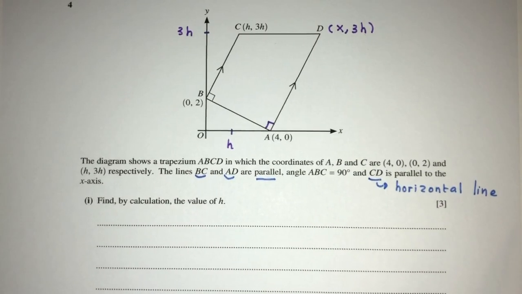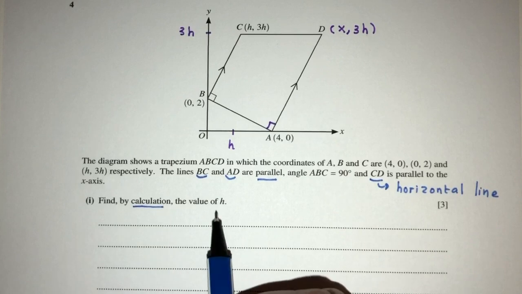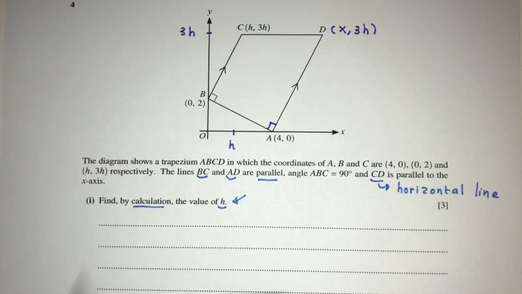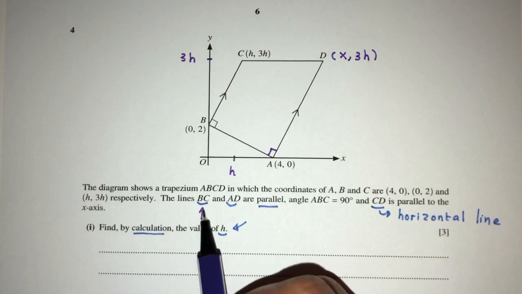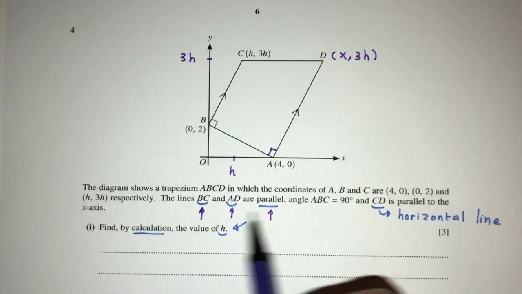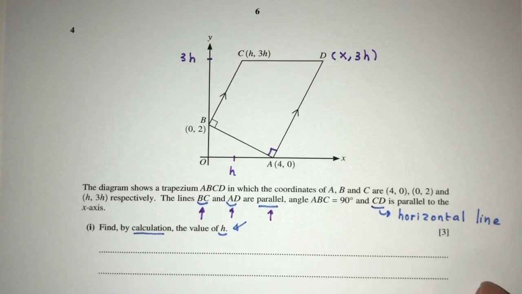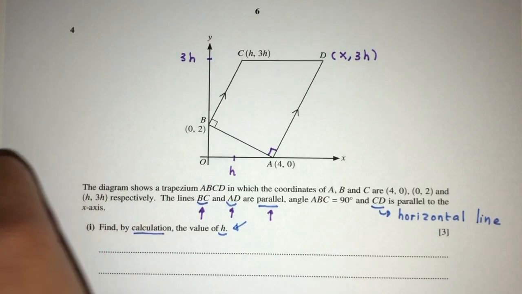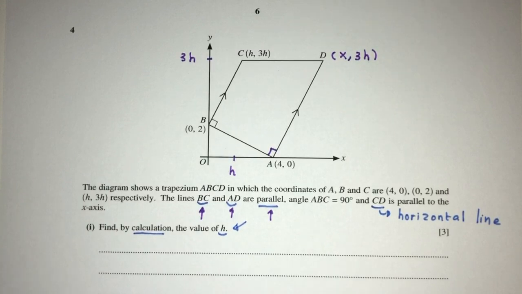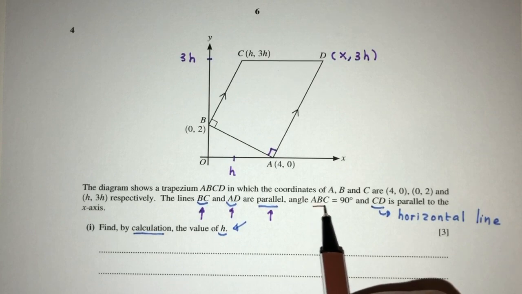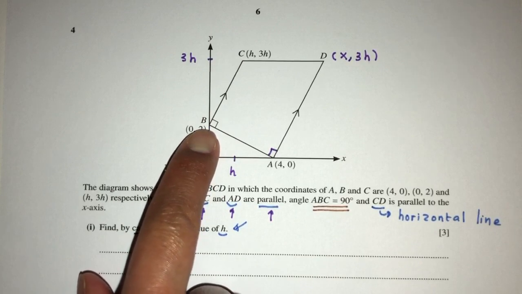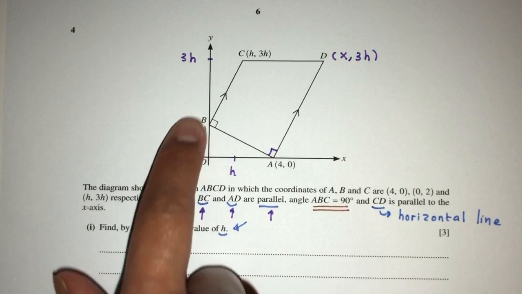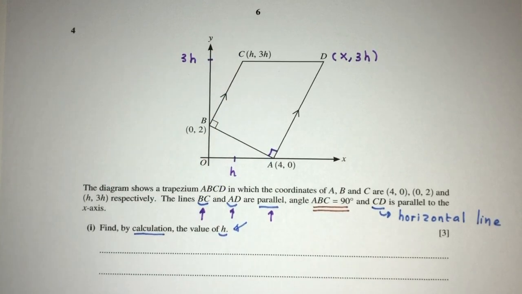Anyways, for part 1, we have to find by calculation the value of H. Now how can you find the value of H? We have to simply use the given information. As you can see, the lines BC and AD are in the same direction. So how can you use this? Well, that is one way of doing that for sure. But I can see there's an easier way of just using the angle right here. Angle ABC is 90, which means the dot product of these two has to give you 0, or simply we can just think about gradient.